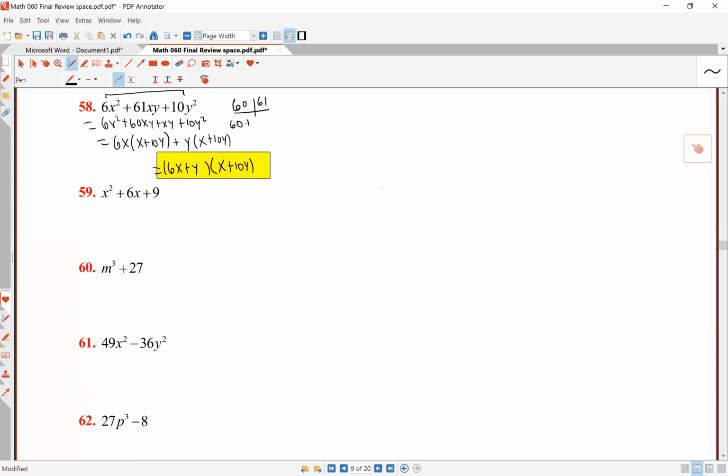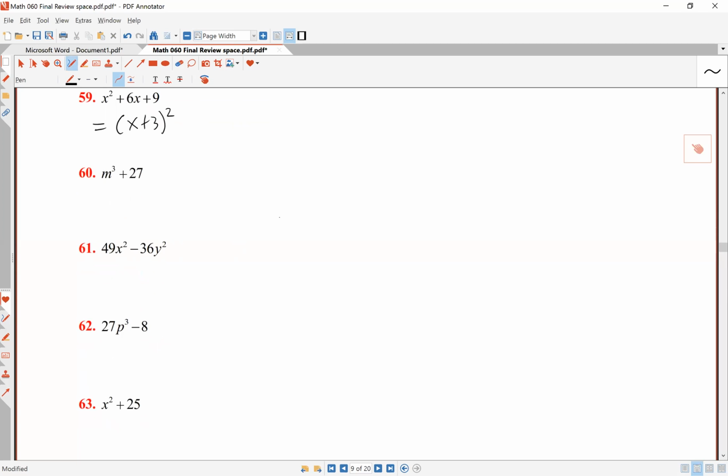59, x squared plus 6x plus 9. We've got x plus 3 and x plus 3. 60 is a sum of two cubes. The two pieces that we're cubing are m and 3. Formula: we add them, then we square the first, take the product, and square the second. You always use the same sign and then the opposite sign and always positive. Again, the formula will be given to you.